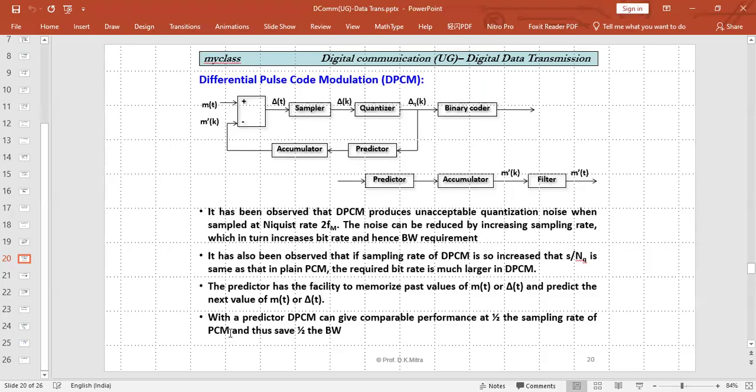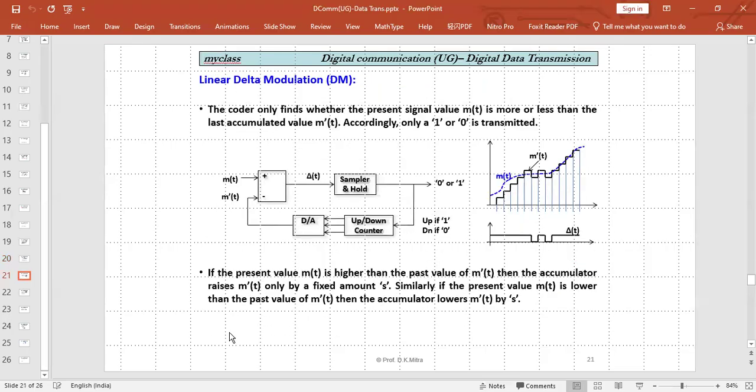Half the sampling rate means our electronics will be cheaper. Of course, nowadays in a system, the cost of the electronics is really not a matter, but it saves half of the bandwidth. Next lesson, we shall use the next technique that is called linear delta modulation.